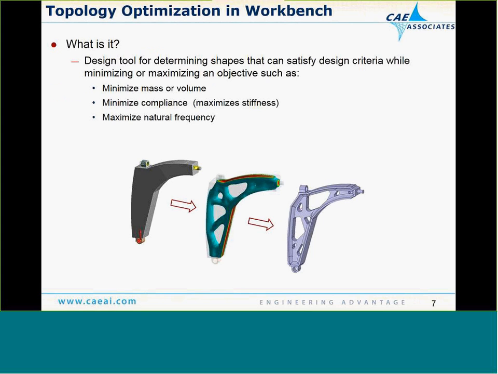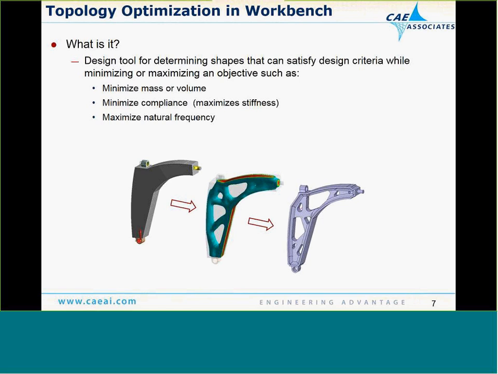So what is it? Well, it's a design tool for determining shapes that can satisfy design criteria while minimizing or maximizing an objective. And those objectives can be anything from minimizing mass or volume. You can minimize compliance, which maximizes stiffness, or you could maximize the natural frequencies. So if you want your natural frequencies to be above a certain value, you can certainly include that.